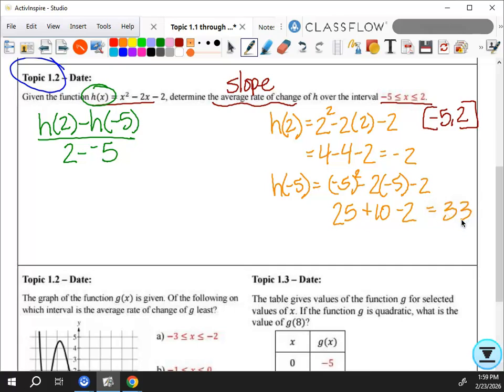Okay, do y'all agree with those? This is slope. This is 7th grade work, literally. And so that is negative 2 minus 33 over 7, which is negative 35 over 7, negative 5. Slope. Okay. What questions we got?